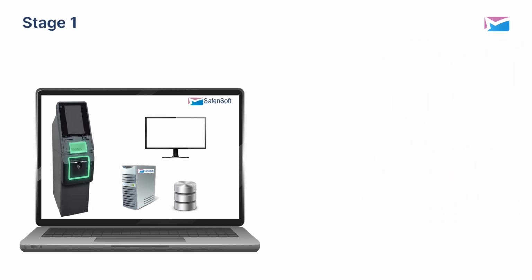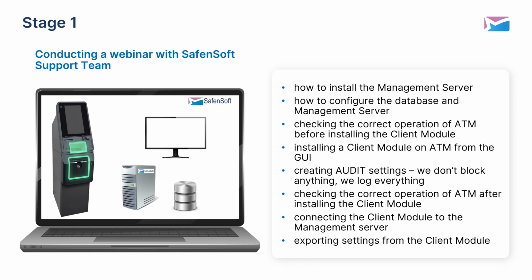Stage 1 starts with a webinar where the SafenSoft support team explains how to install the management server, how to configure the database and management server, checking the correct operation of ATM before installing the client module, installing a client module on ATM from the GUI, creating audit settings. We don't block anything, we log everything, checking the correct operation of ATM after installing the client module, connecting the client module to the management server, exporting settings from the client module.